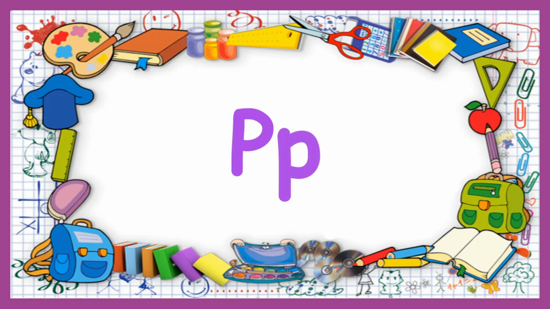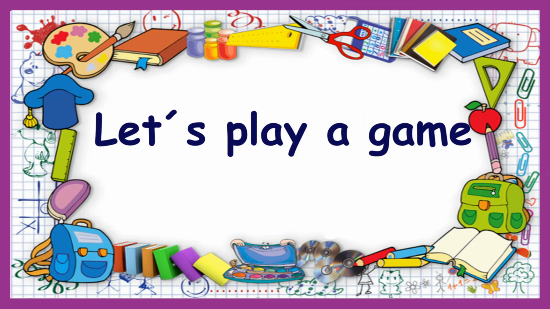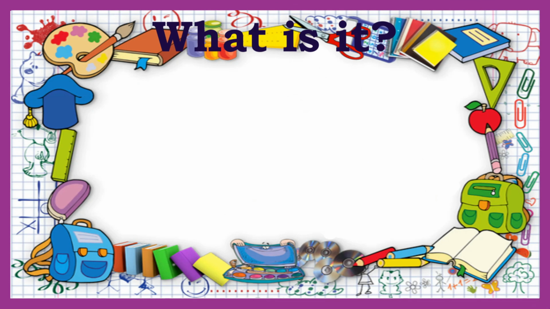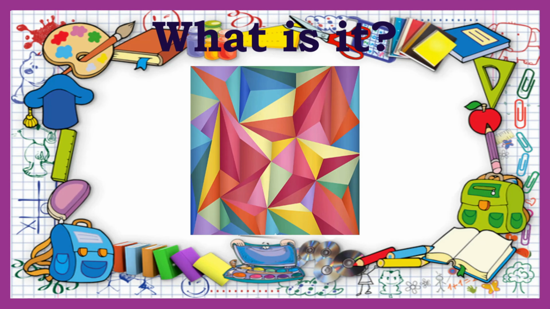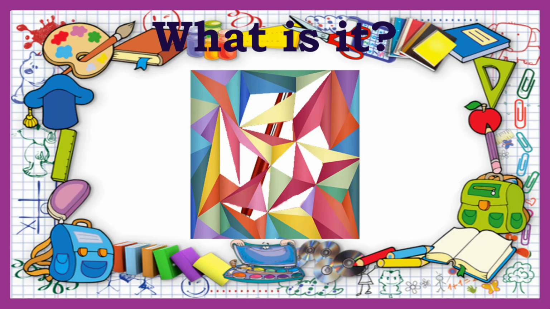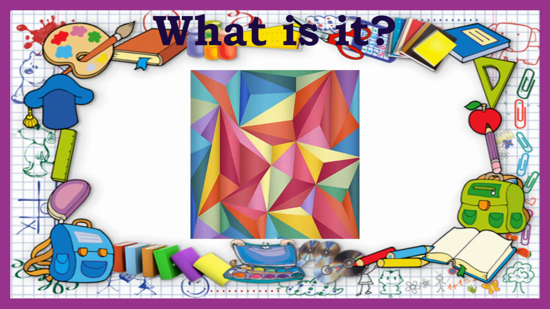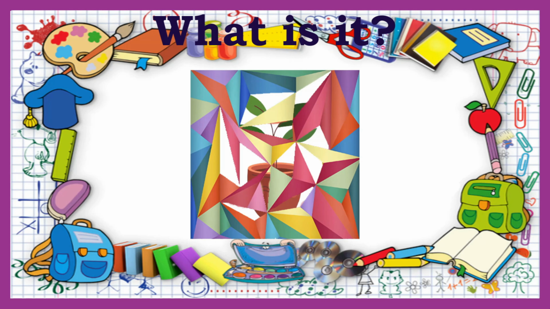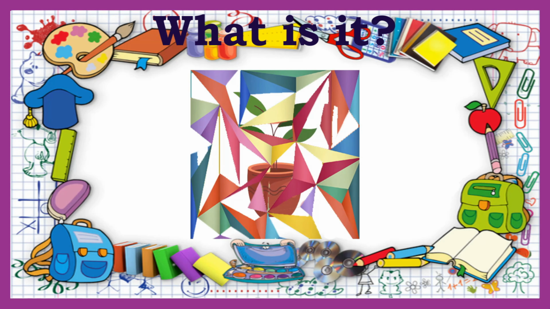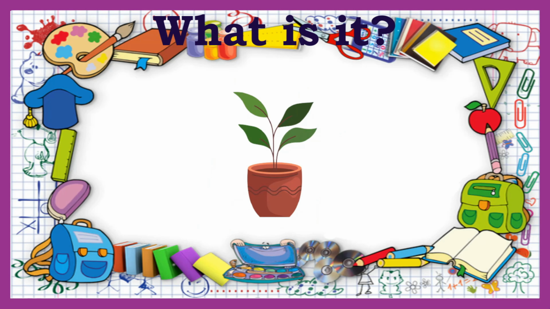P. P. Now let's play a game. What is it? Are you ready? 3, 2, 1, now! What is it? It's a pen. What is it? It's a plant.